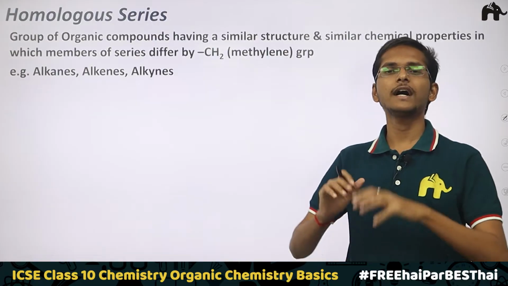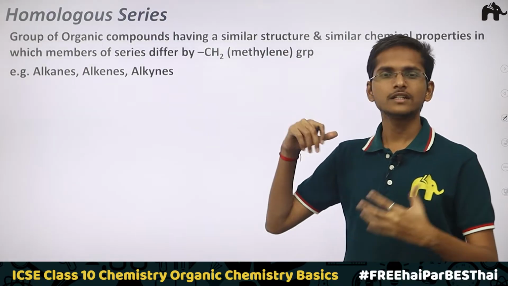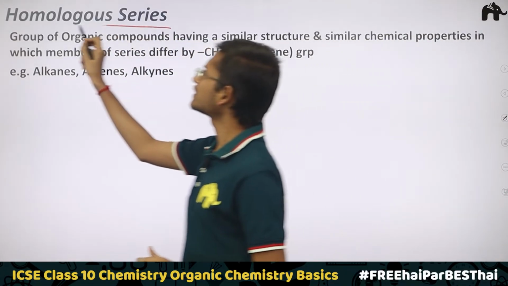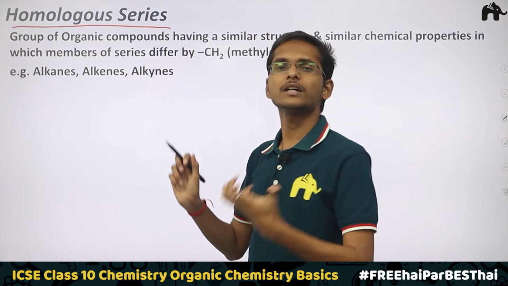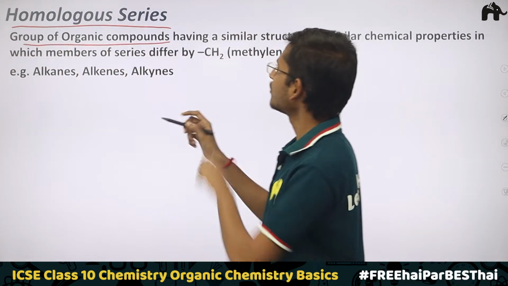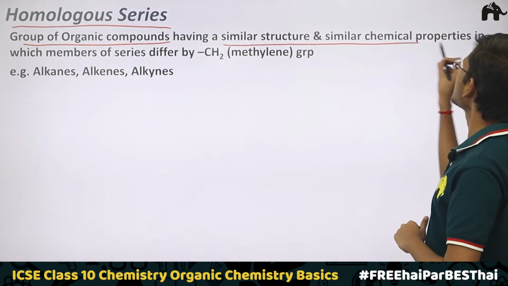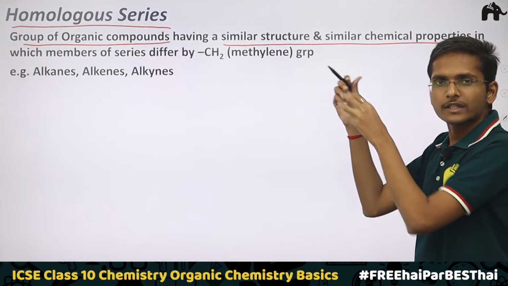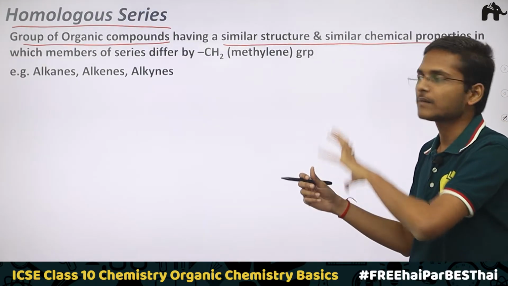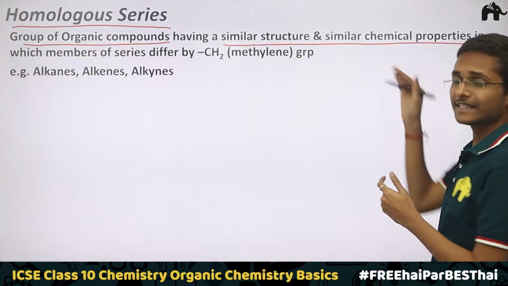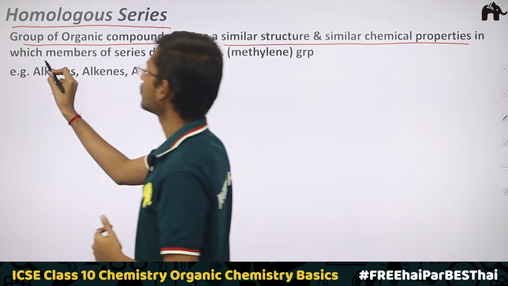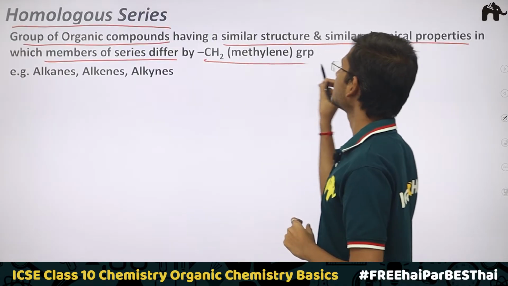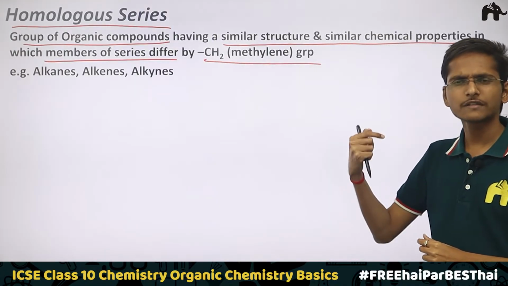So now we are done with the IUPAC nomenclature thing. Now let's see the next topic, which is very simple: homologous series. Now what is this homologous series? This series is simply a group of organic compounds having similar structure and similar chemical properties. The members of this group differ from each other by a methylene group. Clear with this point?